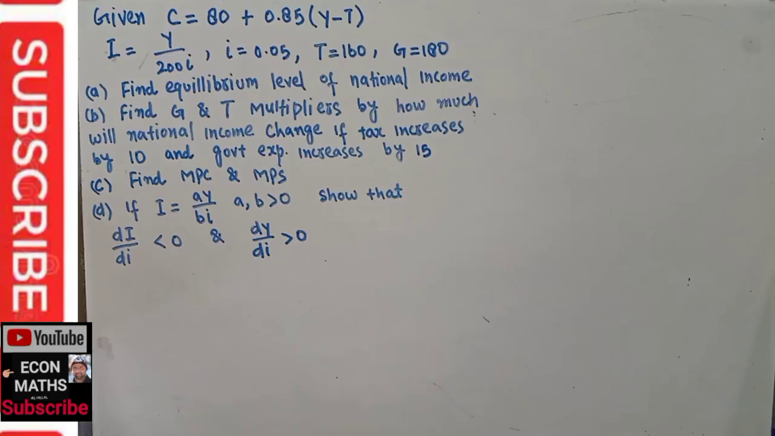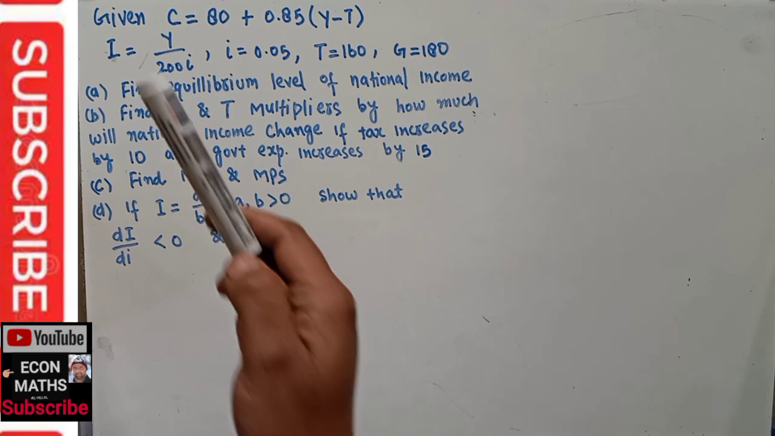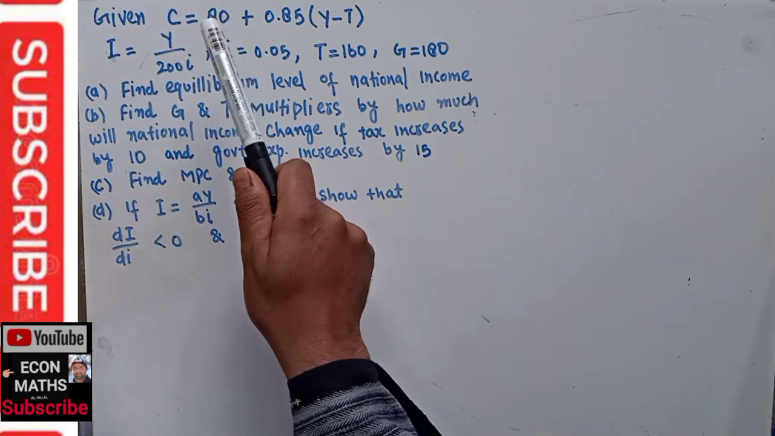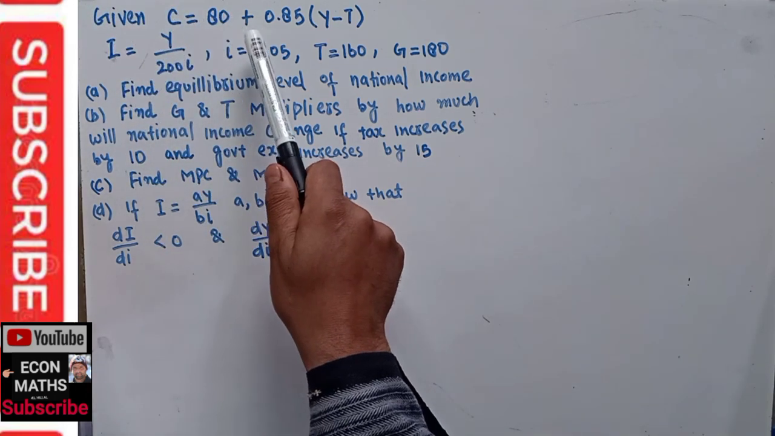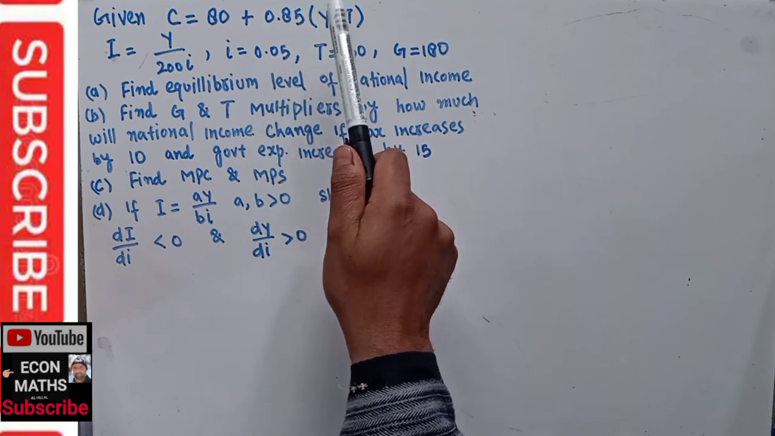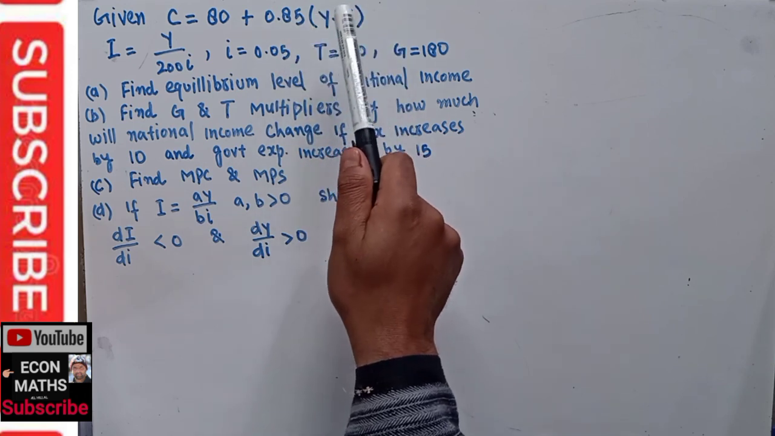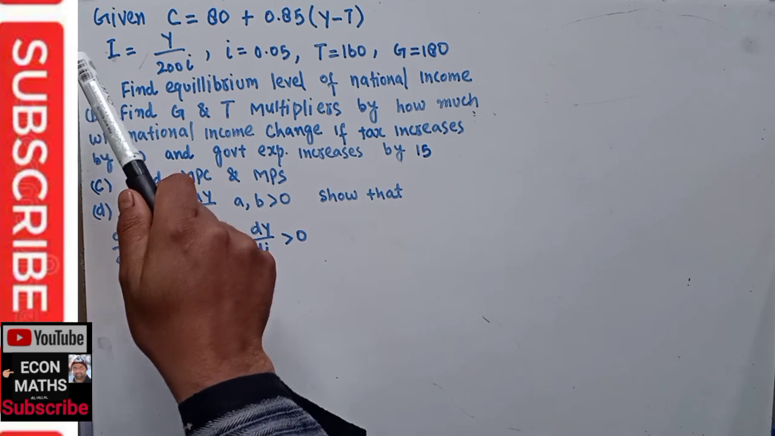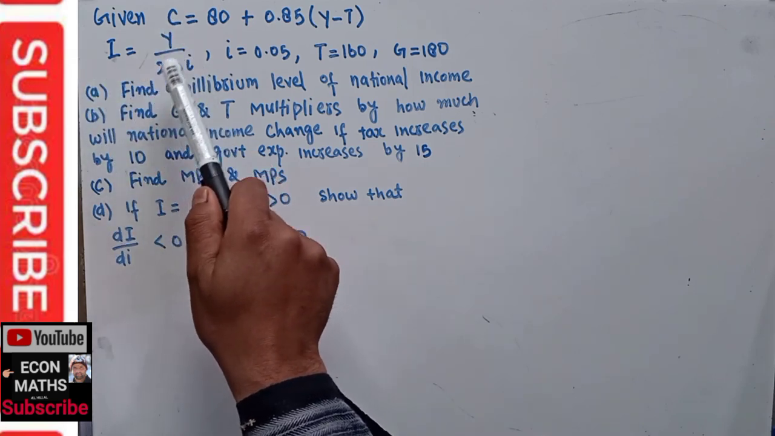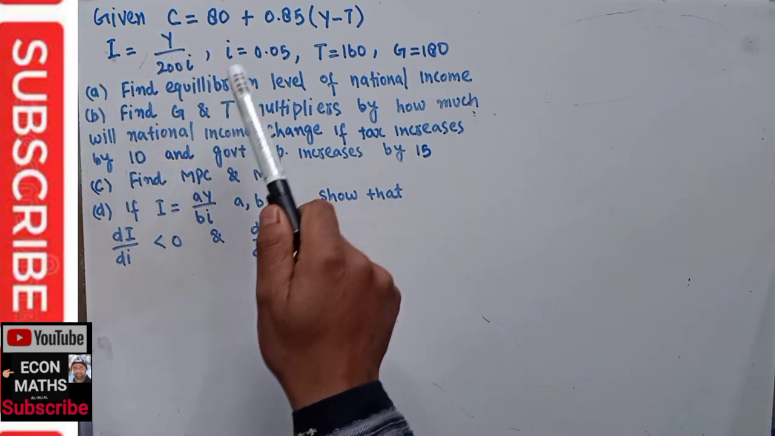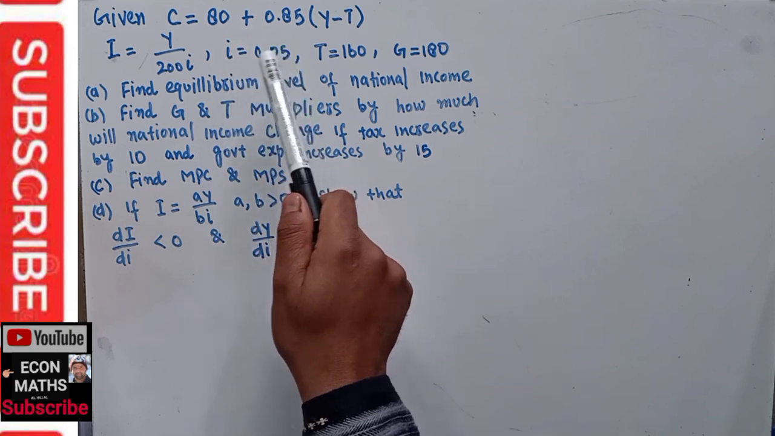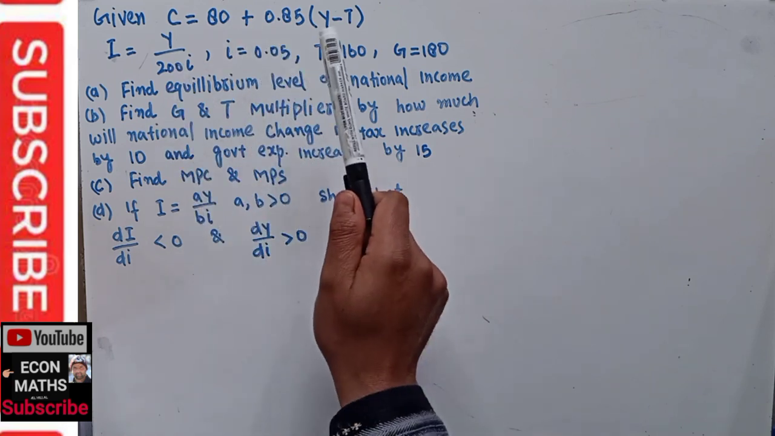In this video, we will solve a question on national income determination given the data. The question is, given the consumption function is C equals 80 plus 0.85 into (Y minus T), where Y denotes the income and T is the tax. Investment is equal to Y upon 200i, where i denotes the rate of interest and i is equal to 0.05. That means the rate of interest is 5%.